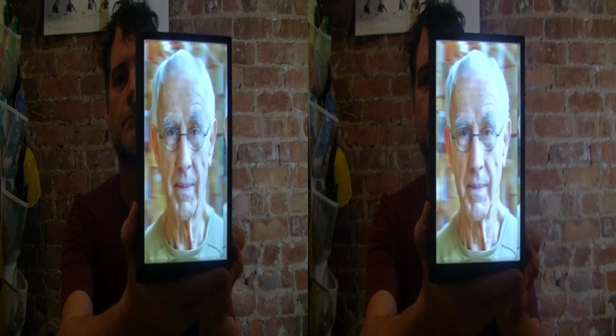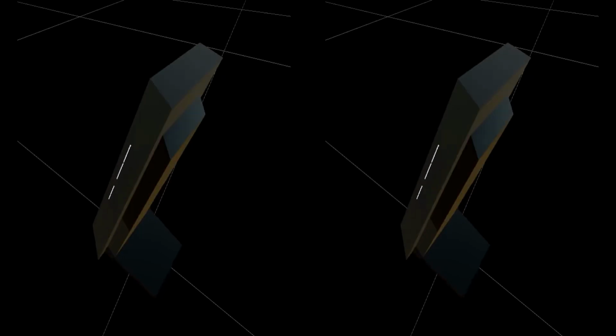But what if we don't have a physical Looking Glass? Why, we simply make one in virtual reality. At least that's what one of our enterprising viewers did.